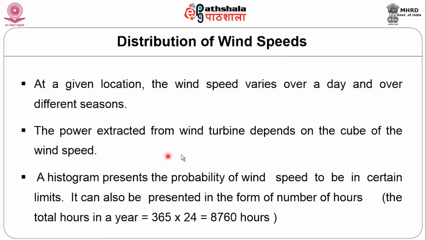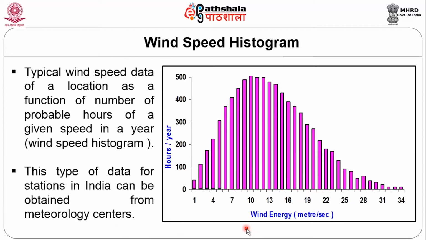The power extracted from a wind turbine depends on the cube of the wind speed, and the histogram presents the probability of wind speed being in certain limits. It can also be presented in the form of number of hours. The total hours in one year, that is 365 into 24, is about 8,760 hours.